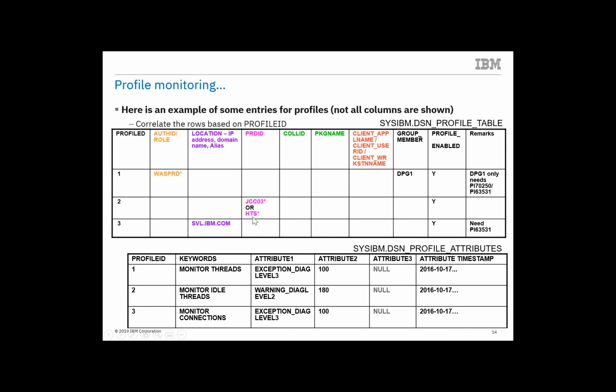Another one for product ID that's pretty new, HTS, is the high-level qualifier for any RESTful services coming in. So any native REST connections to Db2 are going to start with this. So I could limit how long the idle thread timeout is for these guys specifically to whatever I want, higher or lower than the zparm. And then finally, as an example of location, anything coming in from SVL and IBM, I'm only going to allow 100 connections from each instance of this. There are other wildcard options, and we've got examples on the web for that as well.